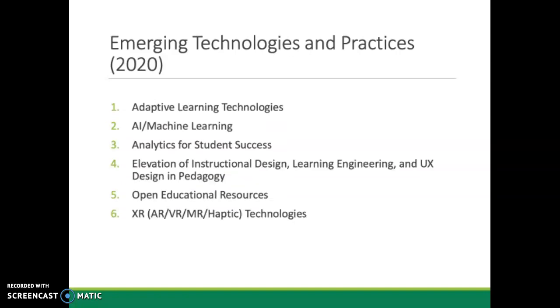Then in the 2020 report, they have different other technologies as well: adaptive learning technologies, artificial intelligence or machine learning, analytics for student success, elevation of instructional design, open education resources, and XR or mixed reality technologies as well. You can notice that adaptive technology, artificial intelligence, and open education resources are still there in 2021 as well. So just giving you a glimpse of 2 years of what they proposed.